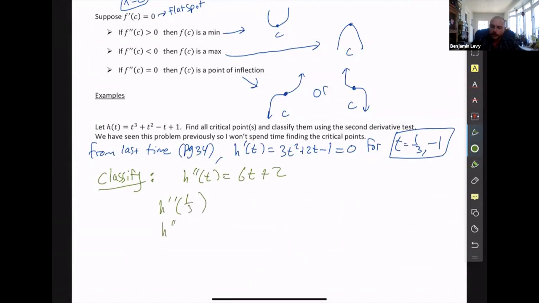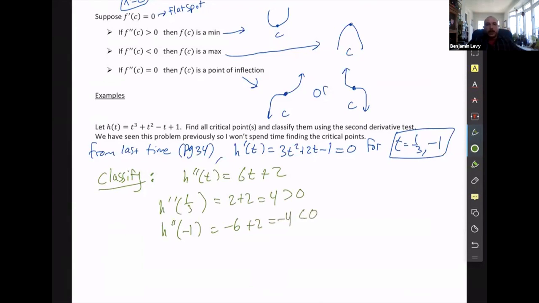And we'll do the second derivative with -1 plugged in. And similar to the first derivative, we don't really care what the value is. The value will tell us something about how concave it is, but all we really care about is whether it's positive or negative, because that'll tell us whether it's facing upwards or downwards. So when we plug 1/3 in, we end up with 2 + 2, which is 4, which is a positive number. And when we plug in -1, we'll get -6 + 2, which is -4, a negative number.